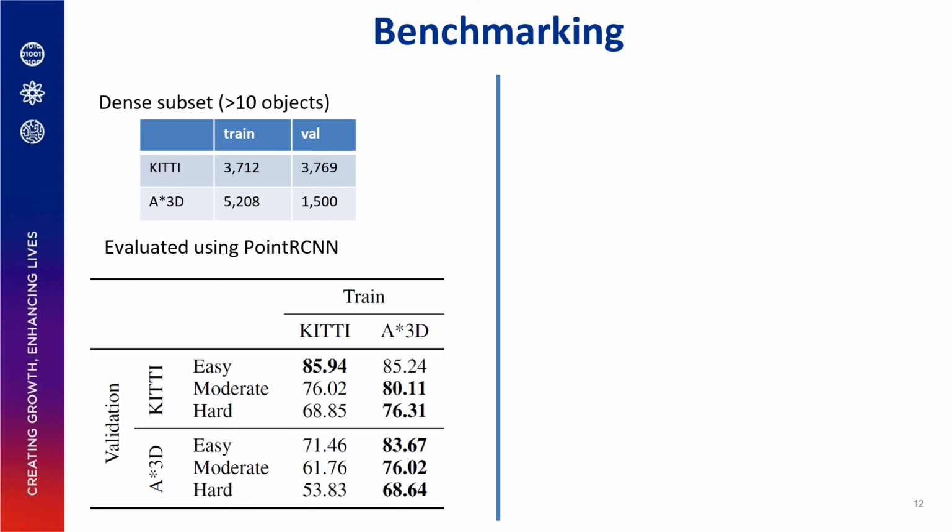What we observe is that even when we train on A3D and validate on KITTI, we are able to outperform the models trained on KITTI and evaluated on KITTI, which shows that our dataset is very comprehensive and covers most of what the other dataset also covers.